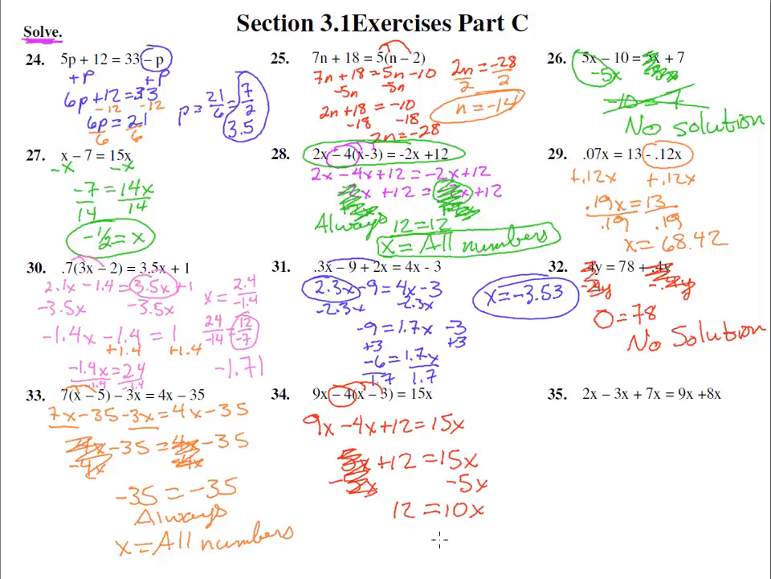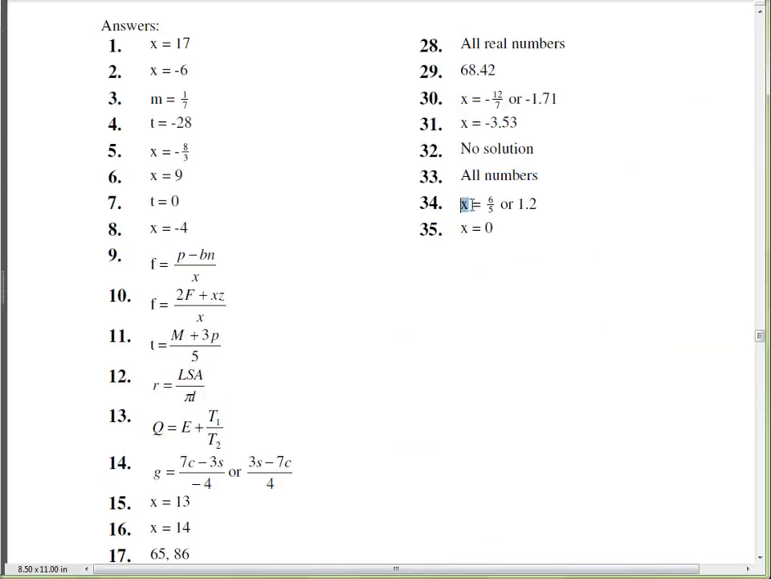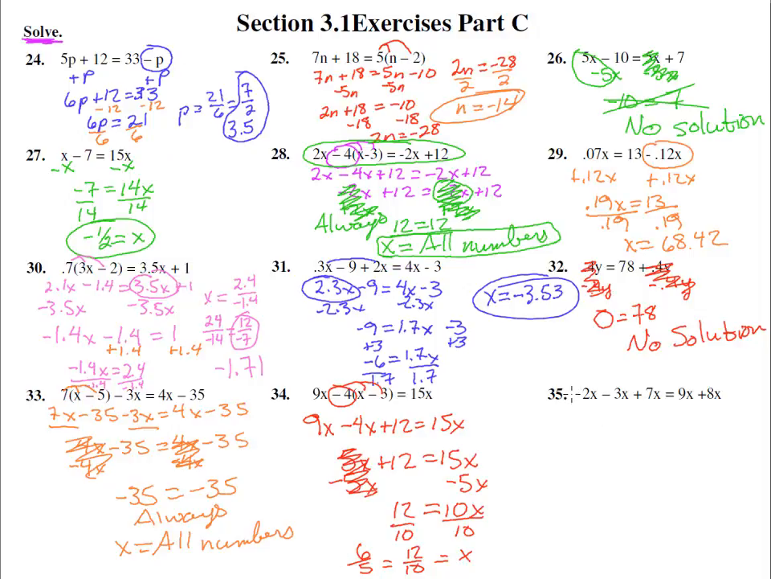so we get 12 equals 10x. Divide both sides by 10, and we get x equals 12 tenths, or 6/5. I think that will simplify down to, let's check our answer, 6/5. Or you could stick it in a calculator and get 1.2. And finally, we have 2x minus 3x plus 7x equals 9x plus 8x. 2x minus 3x plus 7x is 6x equals 9x plus 8x is 17x.